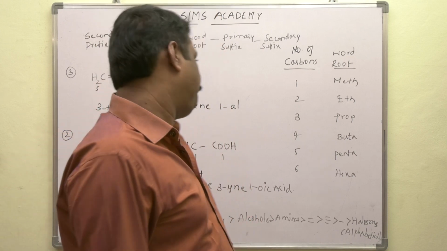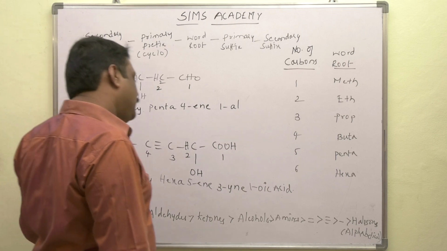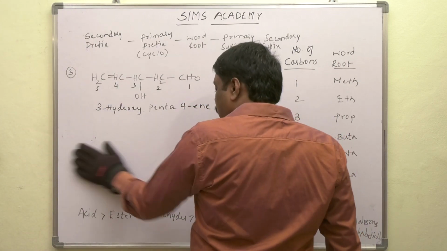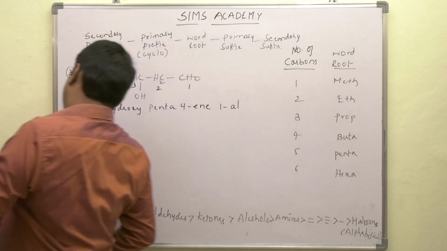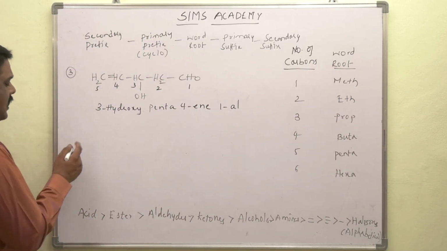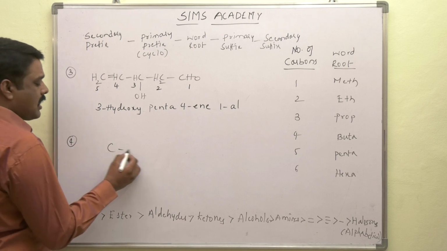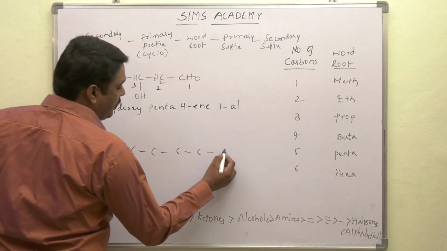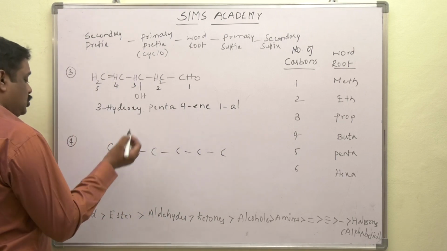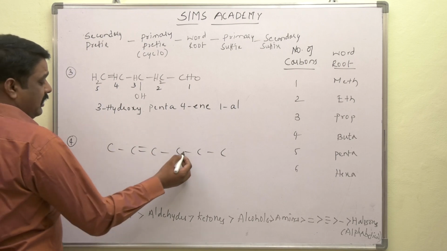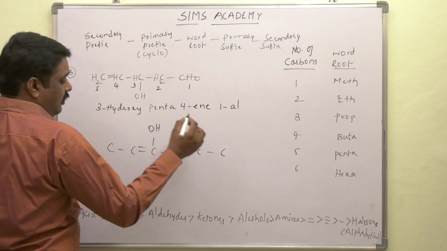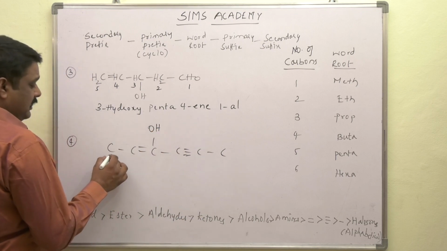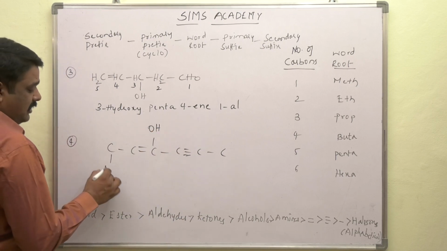Okay? I hope you people are understanding better. Next example. Carbon 1, 2, 3, 4, 5, 6. We shall give a double bond, a triple bond. This one. Another one, that one.